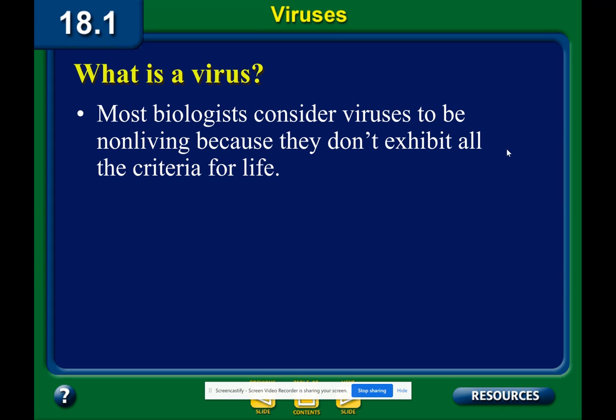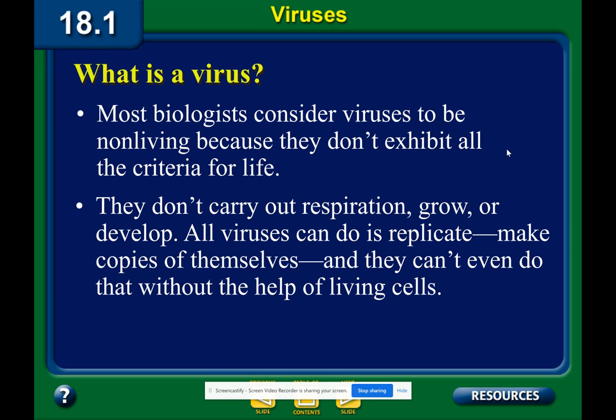So now let's talk about some properties of viruses. Viruses were a little bit hard to pin down at first because they do certain things that are representative of living things, but a lot of characteristics of living things they don't share. They don't carry out respiration. They don't grow. They don't develop. They do replicate, right? They do make more of themselves, but, and this is the big but, they cannot replicate without the help of living cells.